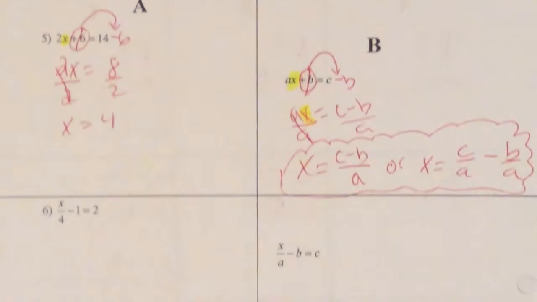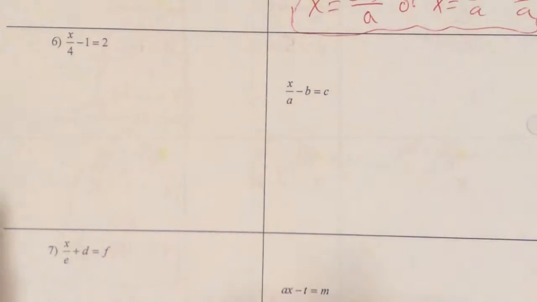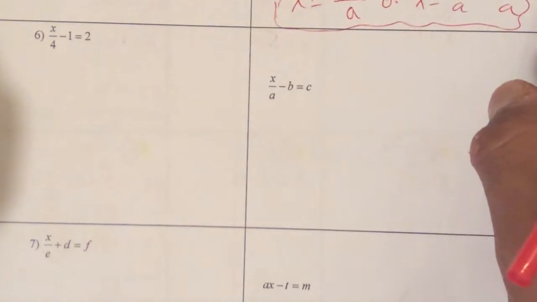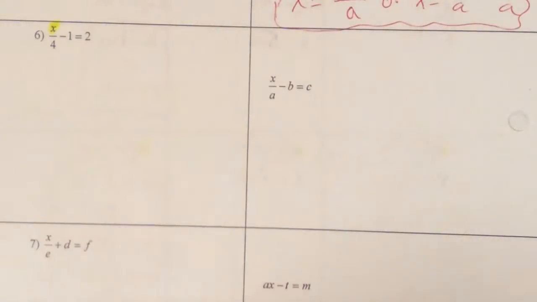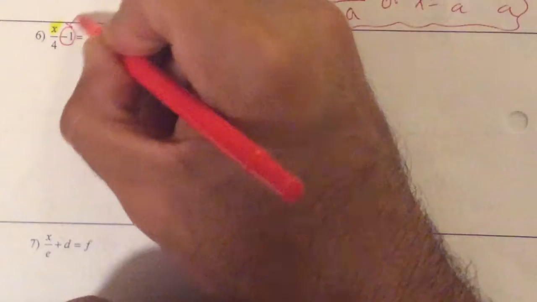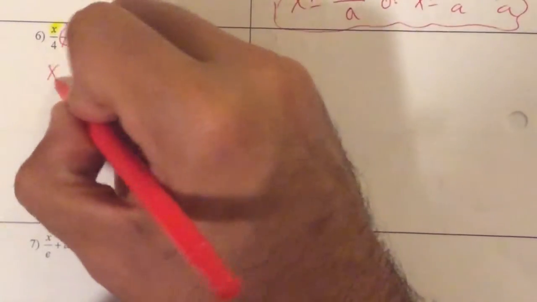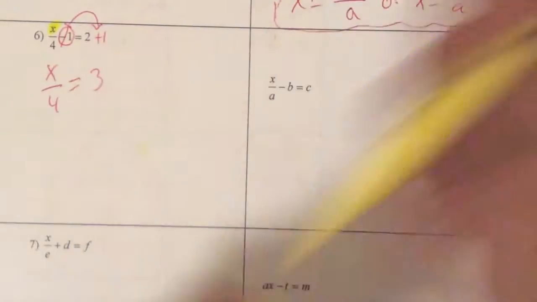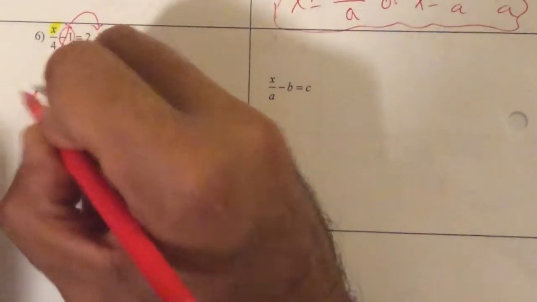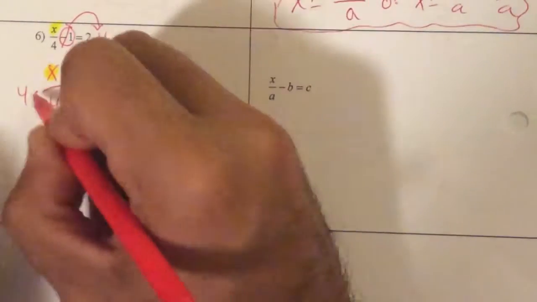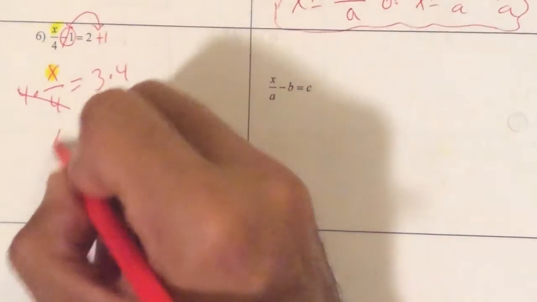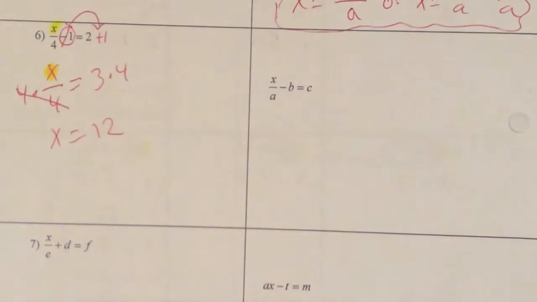Now, let's move on to problem number 6. First thing I need to do is move the minus 1, because remember we're solving for x, so that means I'm moving the constant first. So the opposite of minus 1 is a plus 1. So x divided by 4 equals 3. Now, if you notice, between the x and the 4, we're dividing. So to be able to move that 4, I have to multiply by 4 to both sides, because it's the opposite of division. So x equals 12.